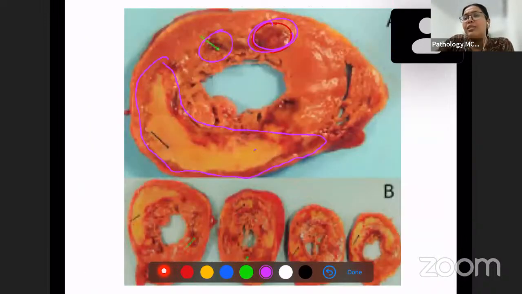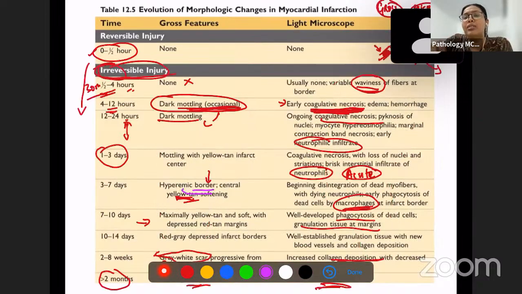Okay, when does this yellow tan and this hyperemic border occur? It occurs around 3 to 7 days. After that, when it becomes a white scar, it is 2 to 8 weeks, and then complete scarring occurs after more than 2 months.